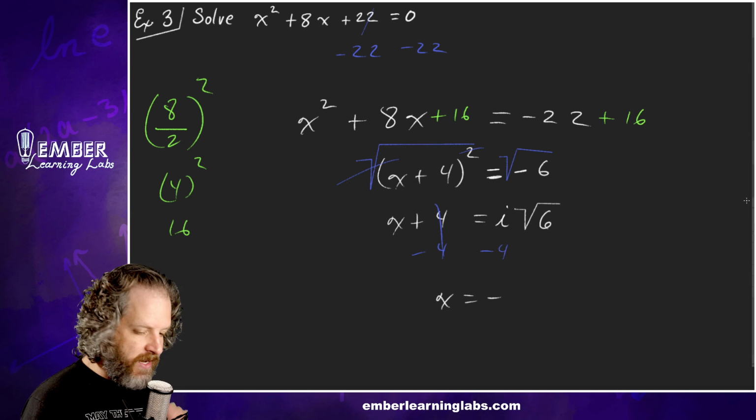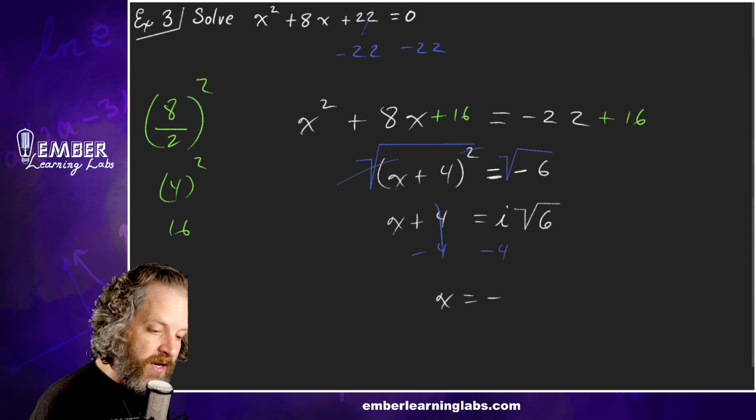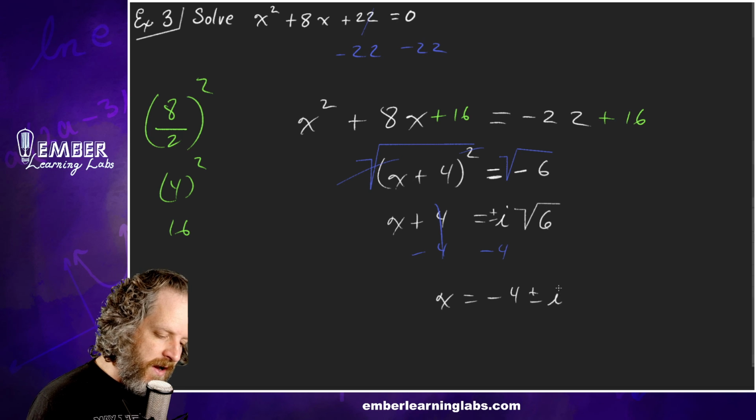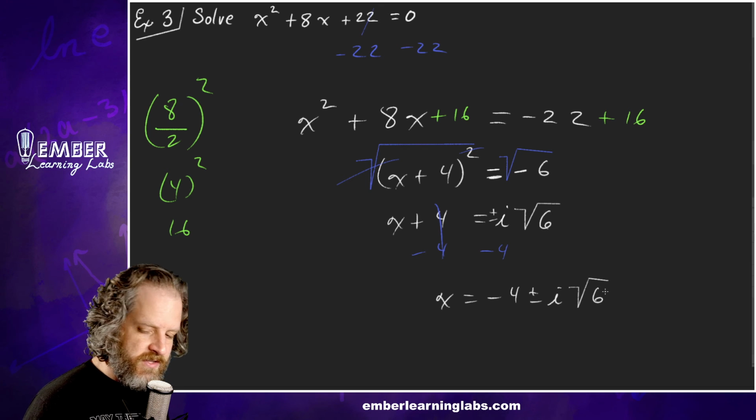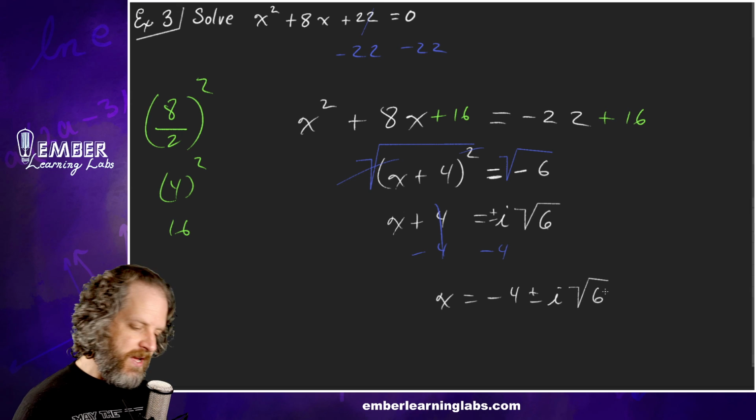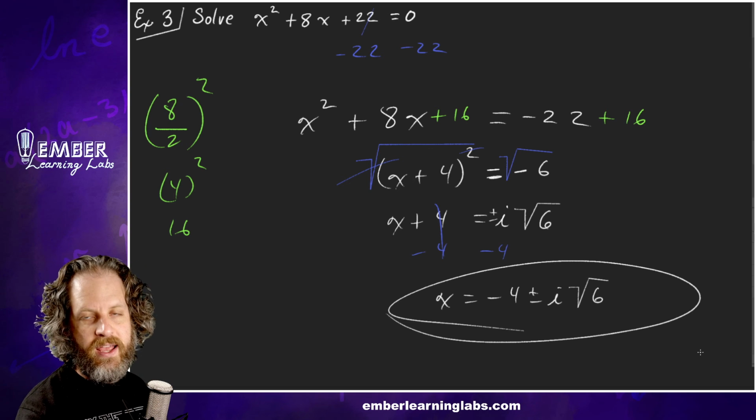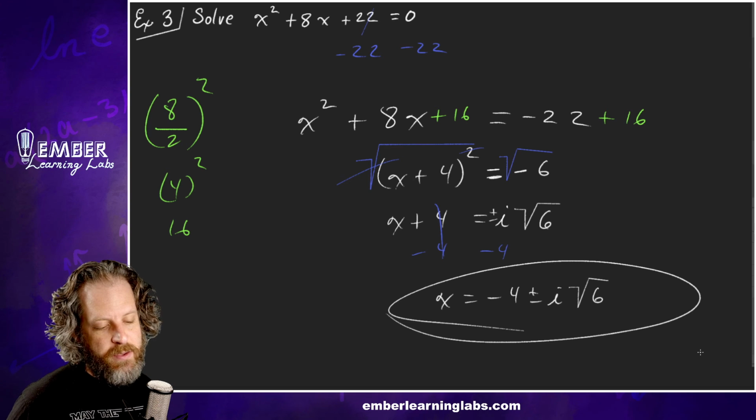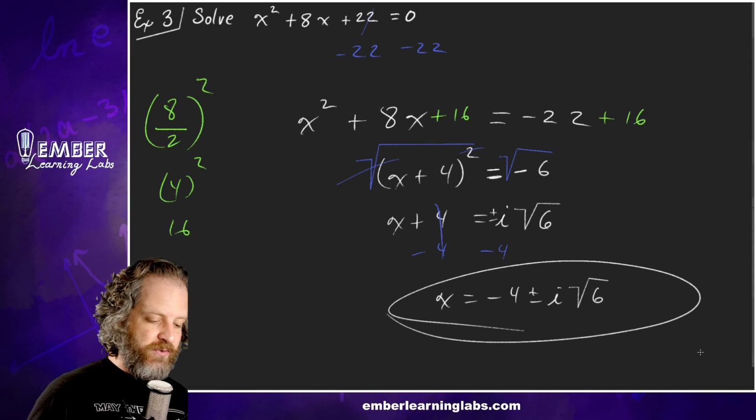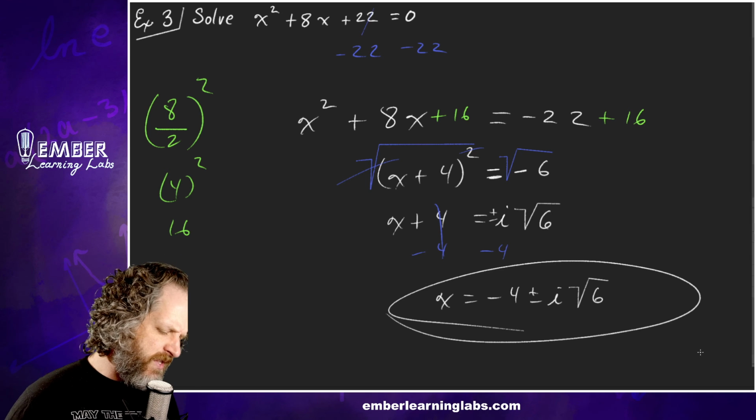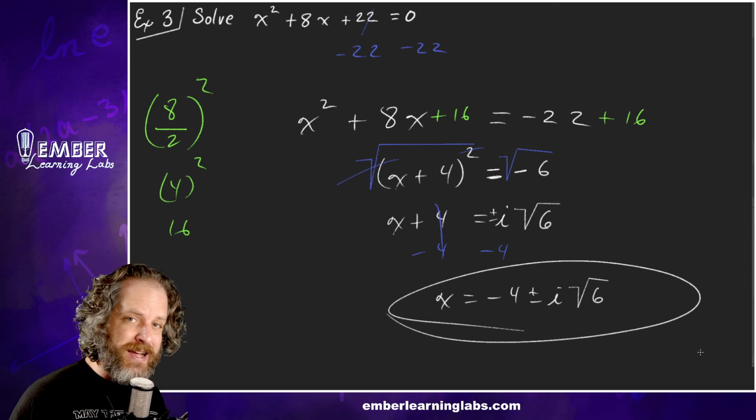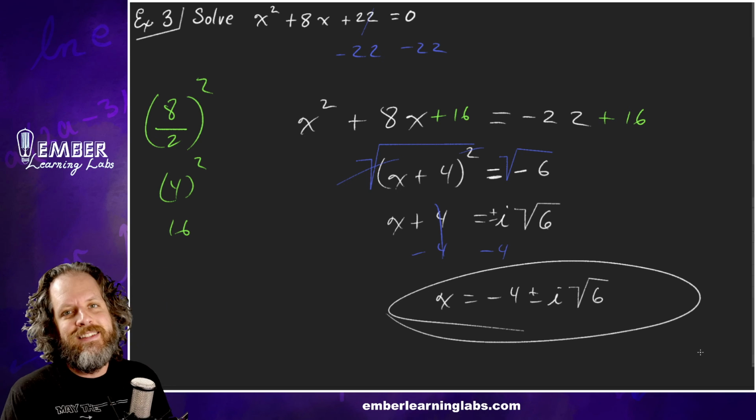Oh, I forgot something, didn't I? I did. I finally forgot it. I forgot plus or minus. Negative 4 plus or minus i times the square root of 6. Easy peasy, lemon squeezy. Real part, imaginary part. That's as simple as that one gets. And it's as simple as that one gets, keeping it in exact terms, right? We could get decimal equivalents. They would still be imaginary numbers. So, you know, all of that.